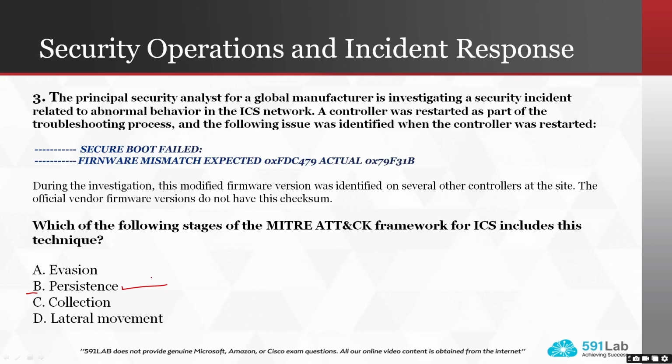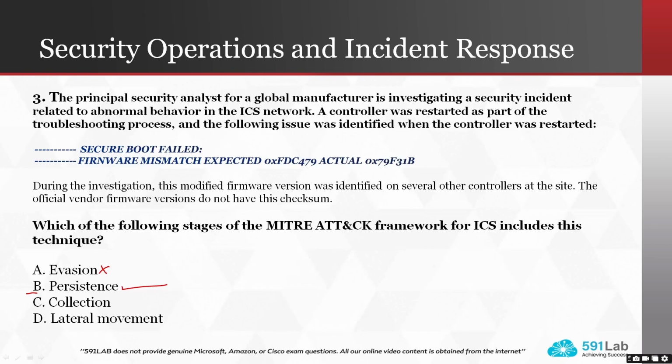Since the firmware version doesn't have this checksum, it was modified during the persistence technique. So the correct answer is persistence. While evasion, collection, and lateral movement cannot be the answer. Let us see part of MITRE ATT&CK. Evasion.